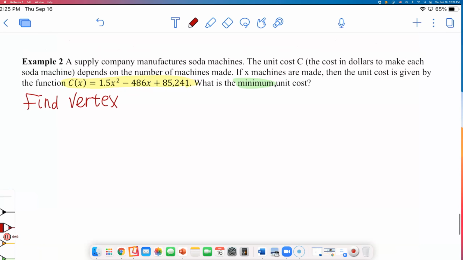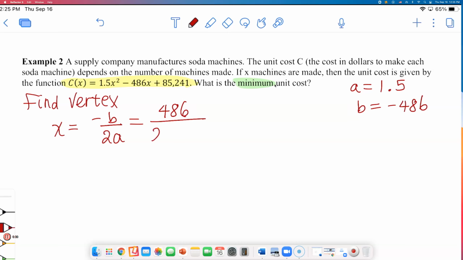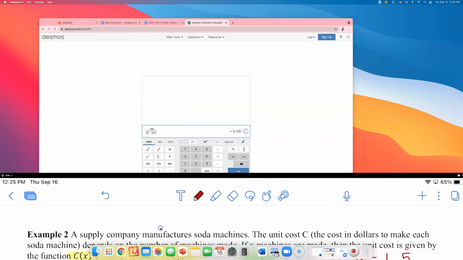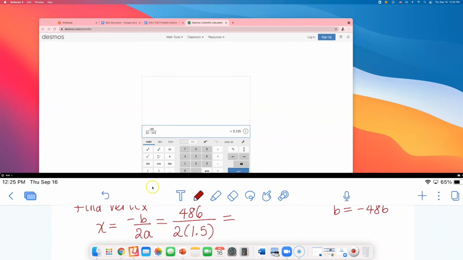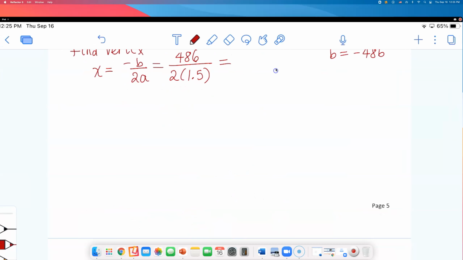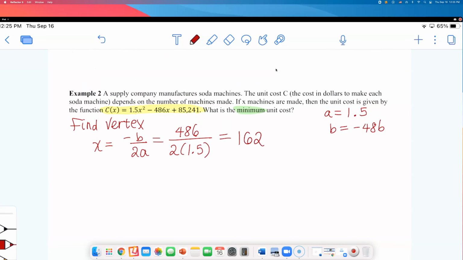The vertex formula is x equals negative b over 2a. A is 1.5, b is negative 486. Let me plug them in. Negative 486 is positive 486. I do 2 times 1.5. All right, I'm about to plug this in to get a decimal or a whole number, and we'll talk about what that number means. 486 divided by 2 times 1.5 comes out to be 162. 162 what though? $162?